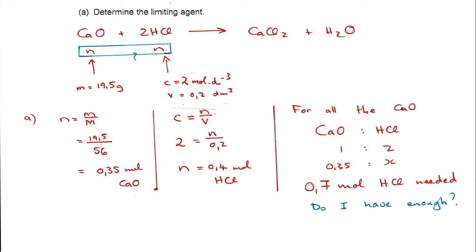So I don't have enough. That tells me HCl will be used up first. And that means HCl is my limiting agent. So in future, I'm definitely not going to work with the calcium oxide because that is in excess. I'm going to work with HCl, that is my limiting agent.